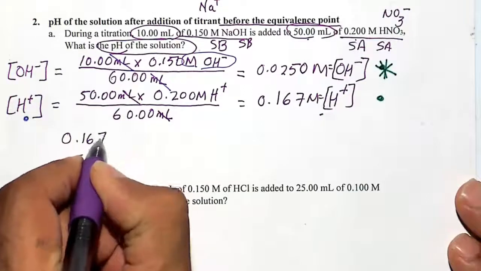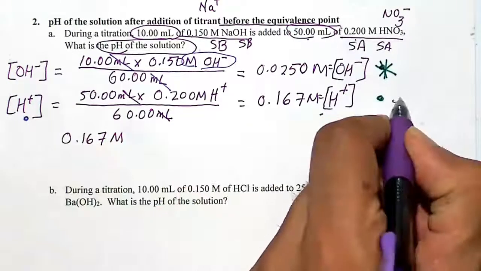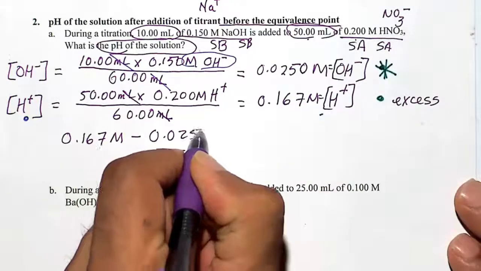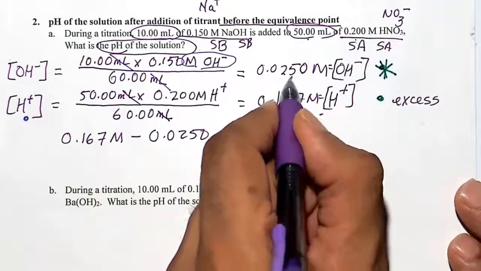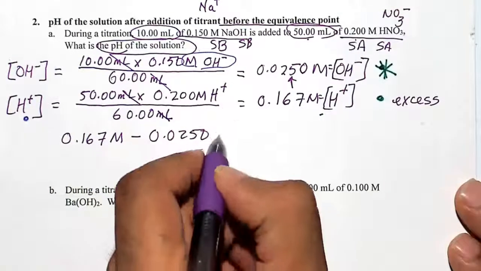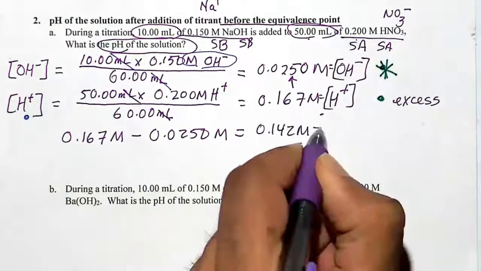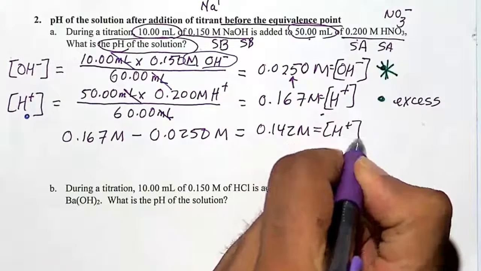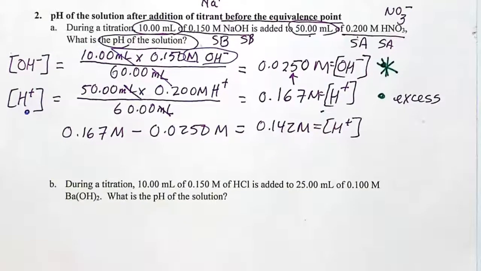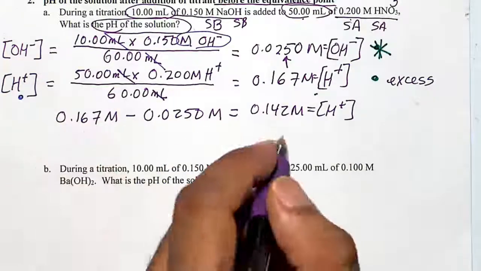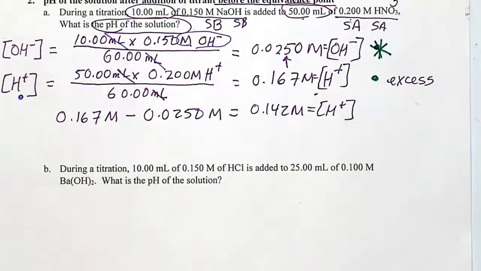It's going to be 0.167 molar H+, because this is going to be in excess, minus 0.025 molar that neutralized the base that's available, and all the strong acid will react with all the strong base, is going to be my residual concentration of hydrogen ion that has not been neutralized. So now what's the pH of the solution? Well, for a strong acid or a strong base, I think I alluded to this before, you don't really need to use the ICE table, okay?